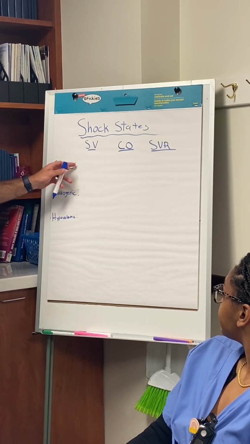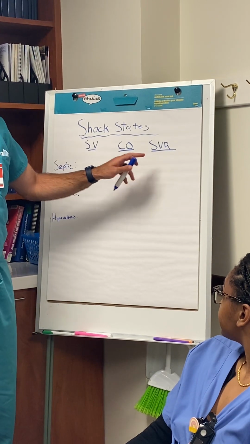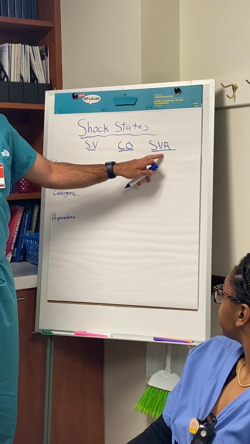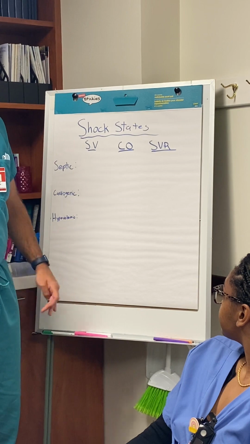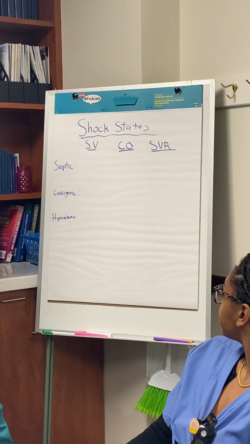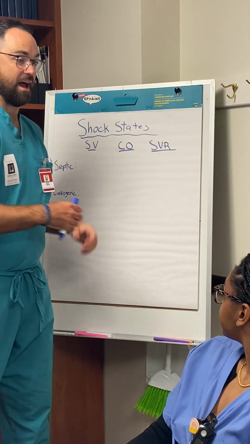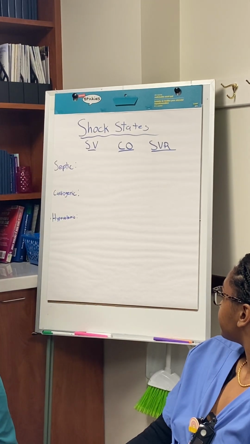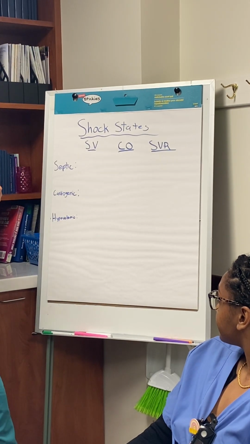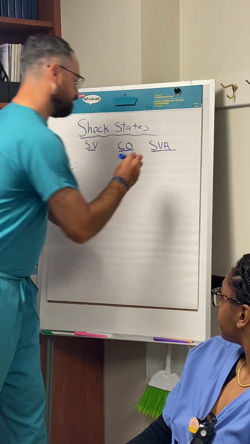Think about a septic patient. What do you think your hemodynamics are going to look like? Let's start with SVR. So septic patients, do you think your SVR is going to be high or low? Low? Yeah, low, right? They're dilated out. So a low SVR means we're really dilated. So think low SVR, big dilated vessels.